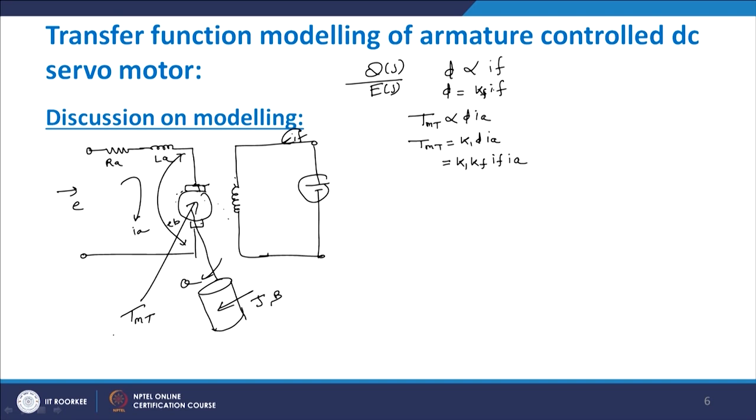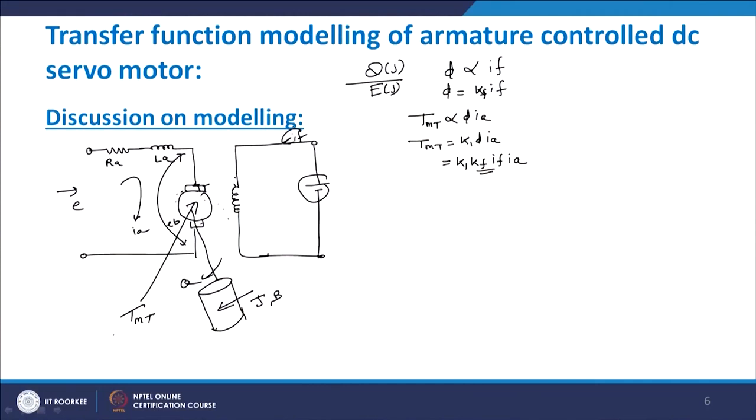So, this flux is proportional to Kf into If, and the motor torque is proportional to flux into armature current. So this flux we replace by Kf into If, and this is the armature current. In this case, what we are doing? We are keeping the field current constant. This current we have to keep constant.